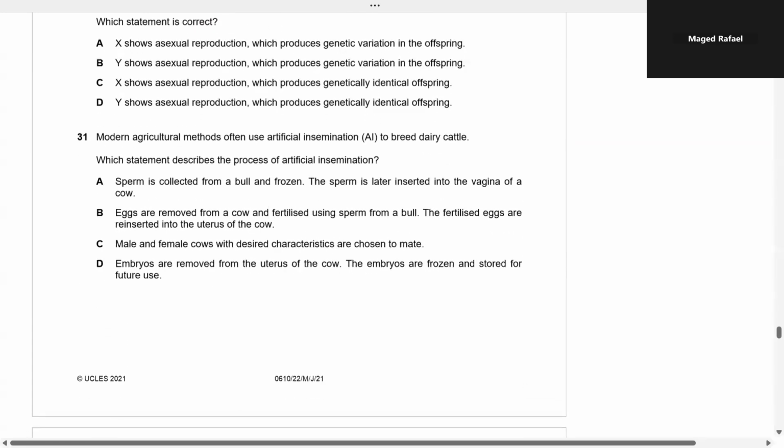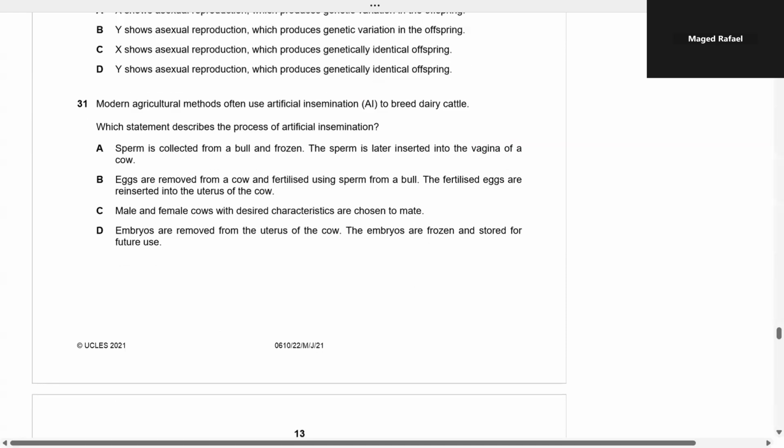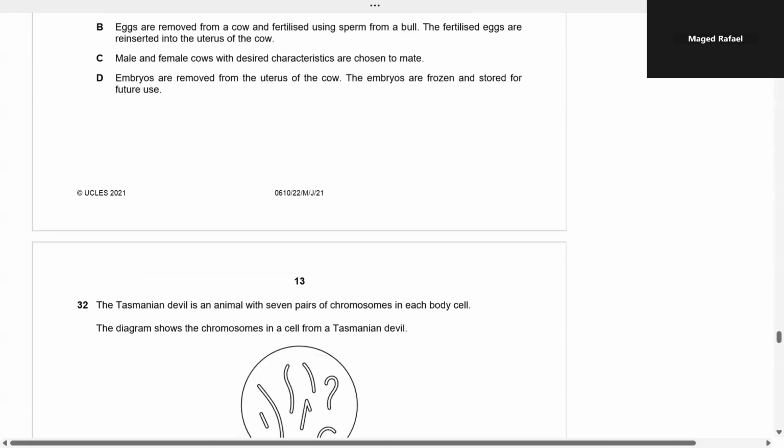Question 31. Modern agriculture methods often use artificial insemination to breed dairy cattle. So which statement describes the process of artificial insemination? And the answer is A. We are collecting sperm first, then the sperm is inserted into the vagina of a cow.